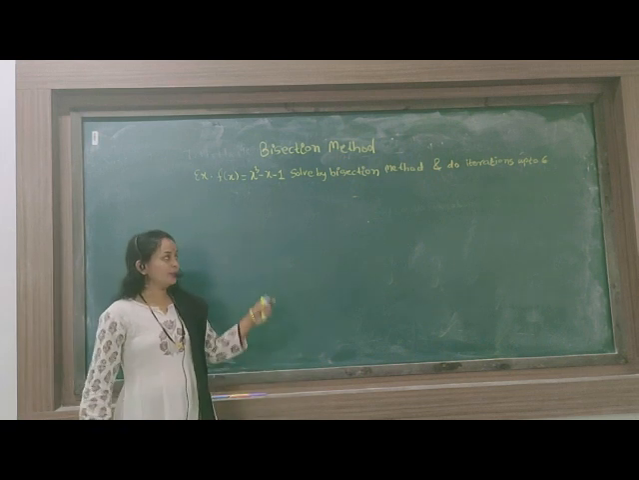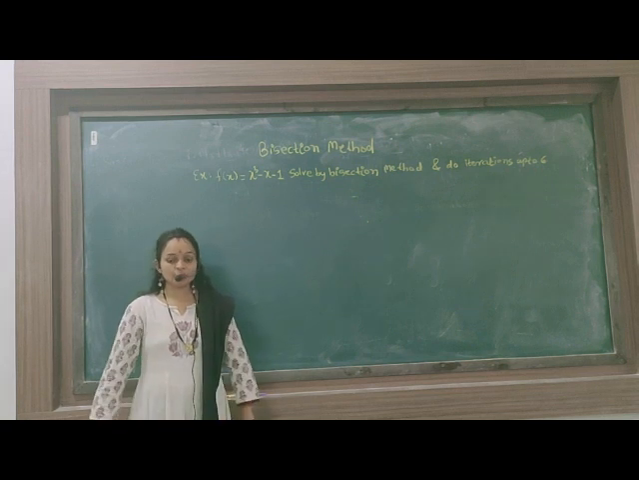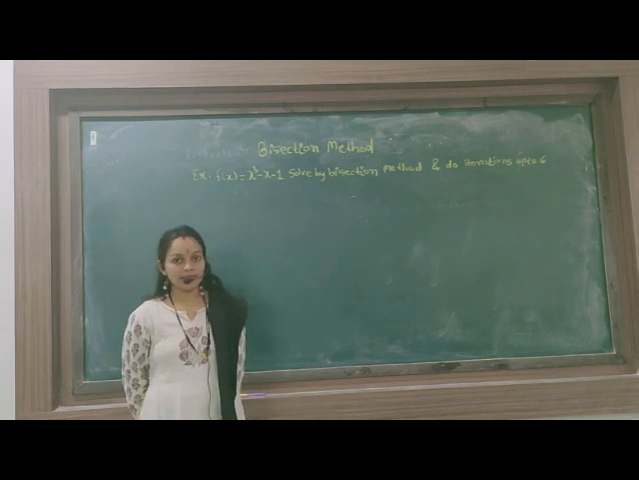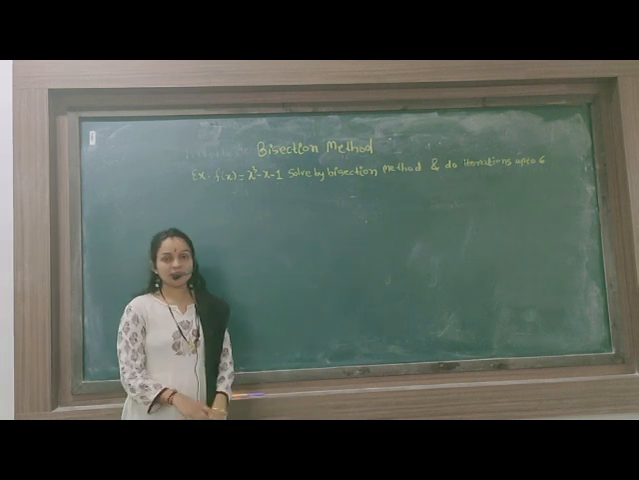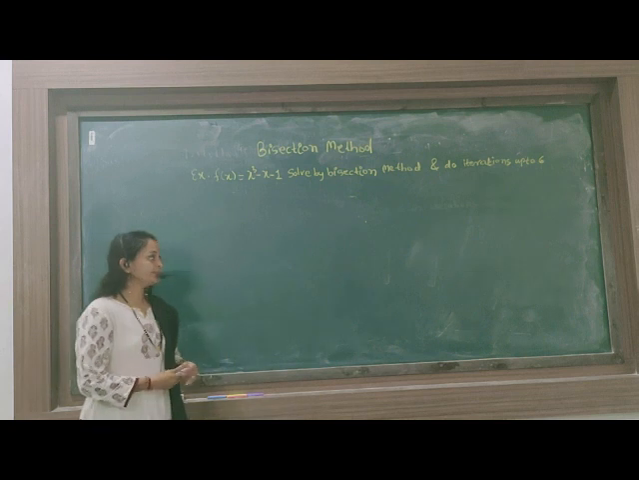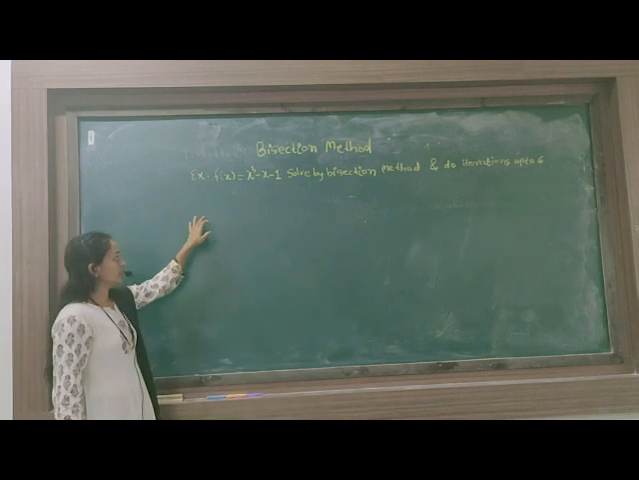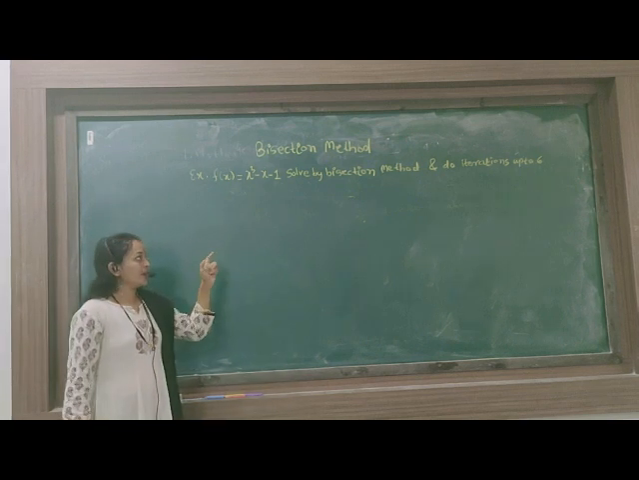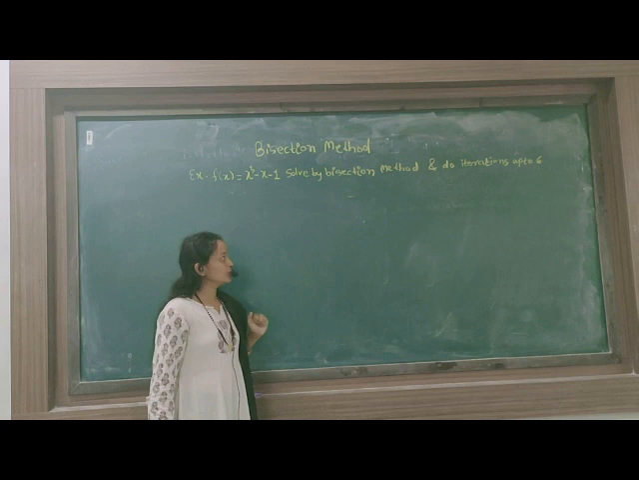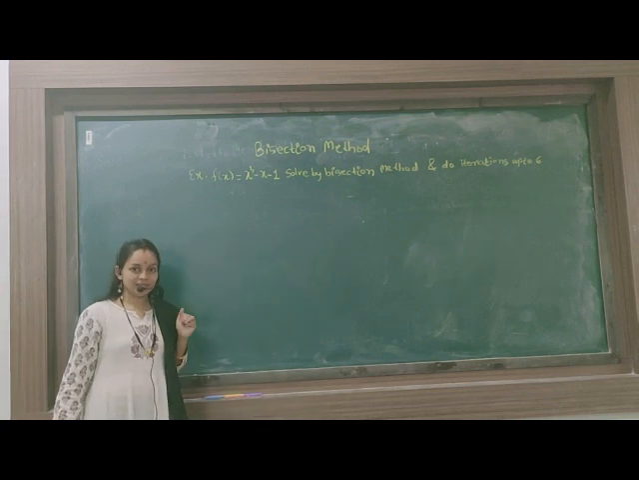Today I am going to teach you the bisection method, which is useful for finding the exact root of the equation. So let us start with that method. Consider this numerical: f of x is equal to x cube minus x minus 1. Solve it by using the bisection method and do the iteration up to the 6th.